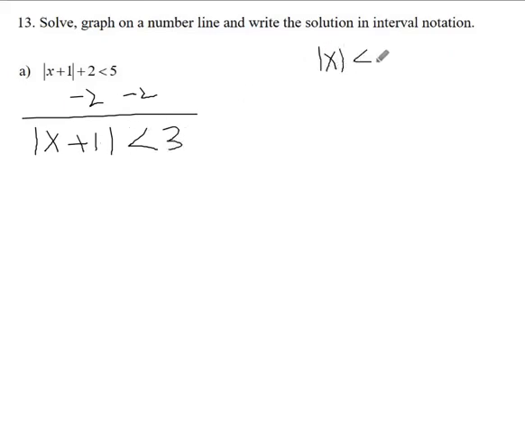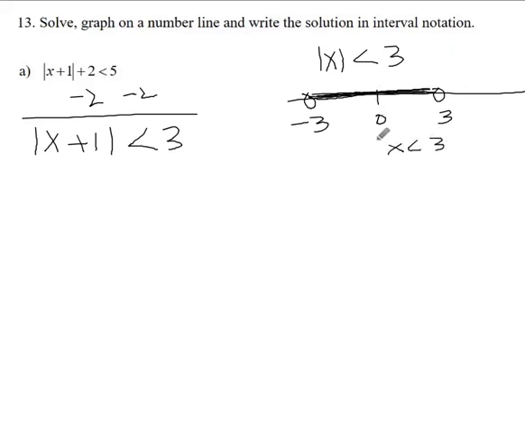Absolute value of x is less than 3 means all the numbers that are less than 3 units away from 0. So if this is 3 here and this is negative 3 here, less than 3 units away from 0 would be all the numbers between negative 3 and 3. But instead of x, we have x plus 1 here. So instead of x, we would say x plus 1 should be between negative 3 and 3. So this is how we translate an absolute value inequality to just the inequality without absolute value.